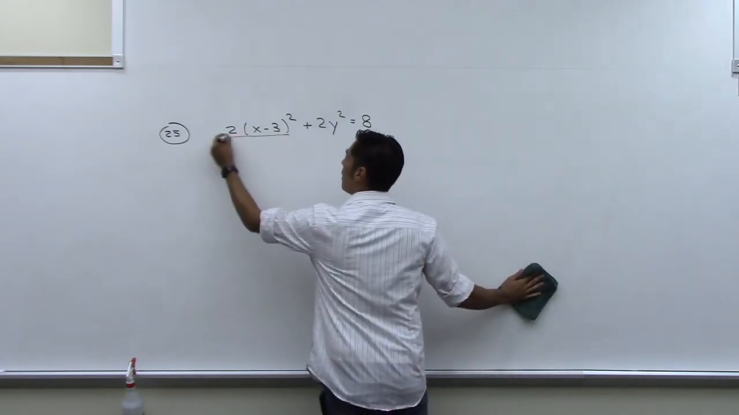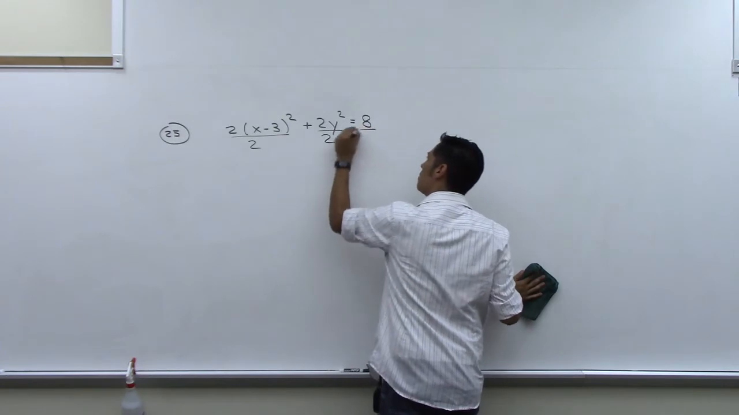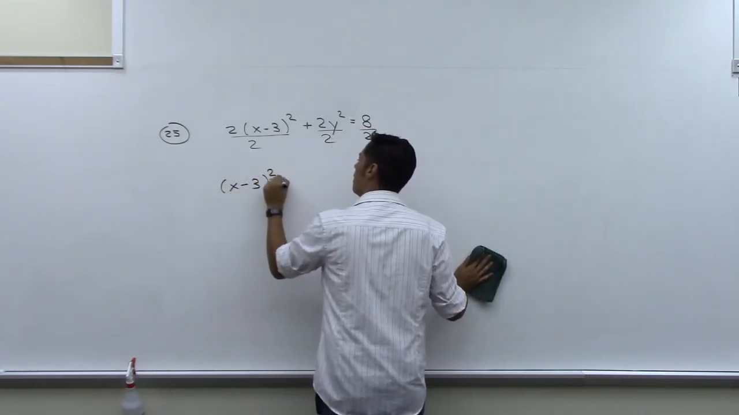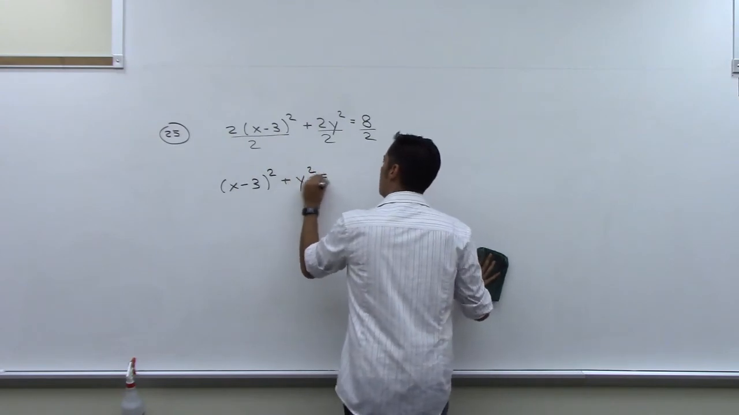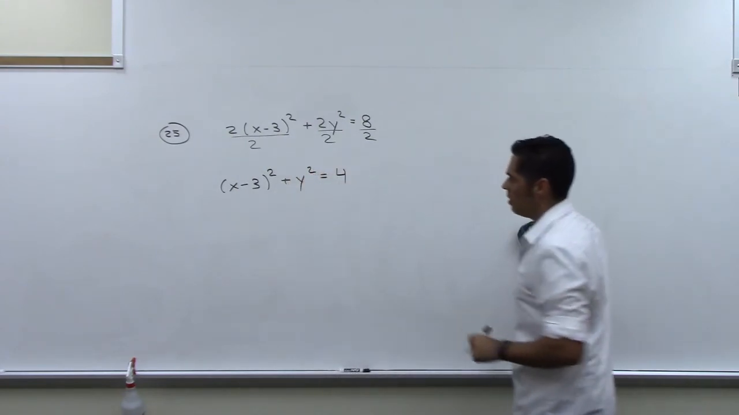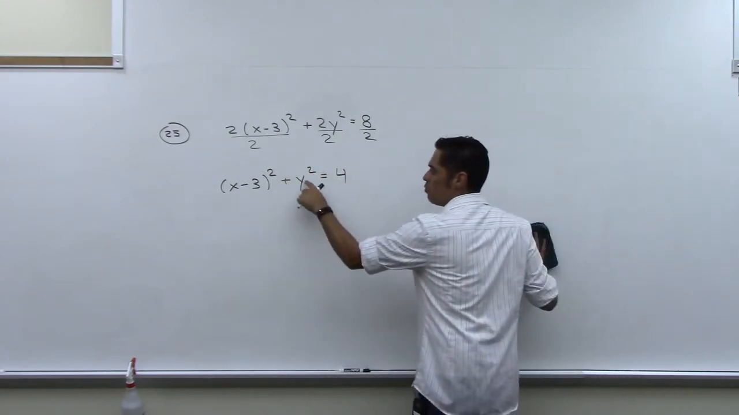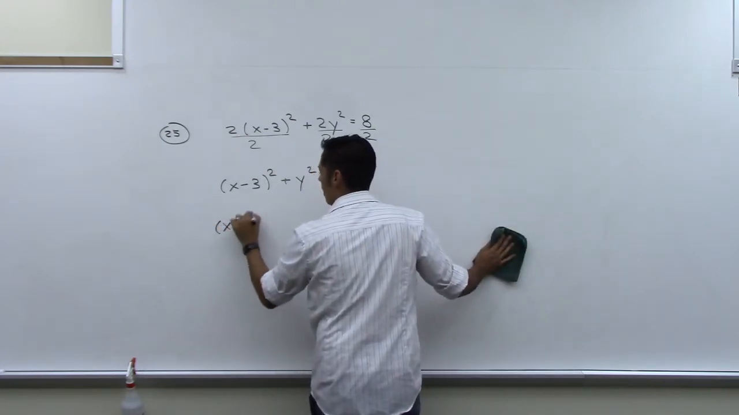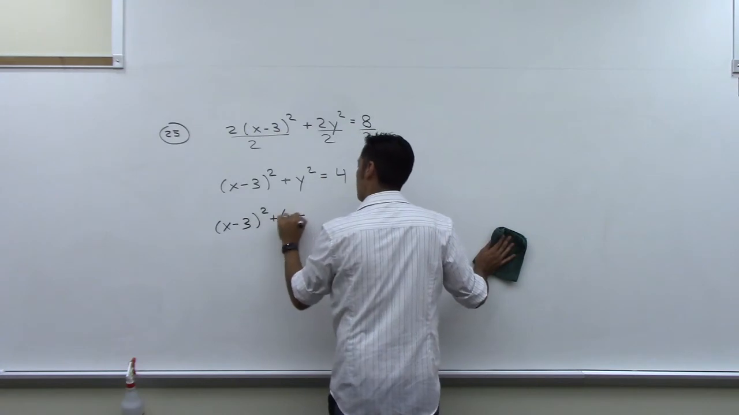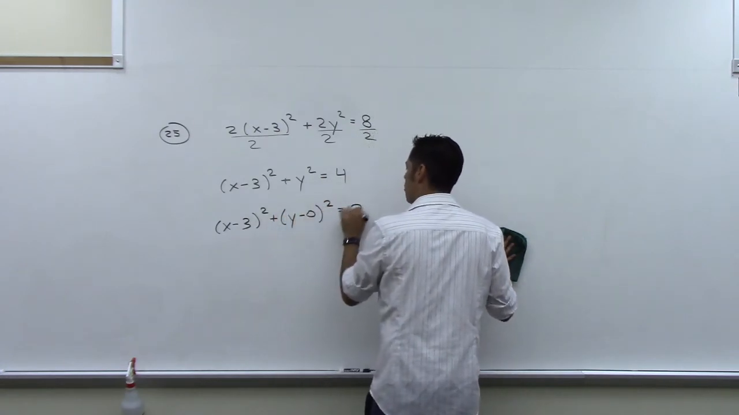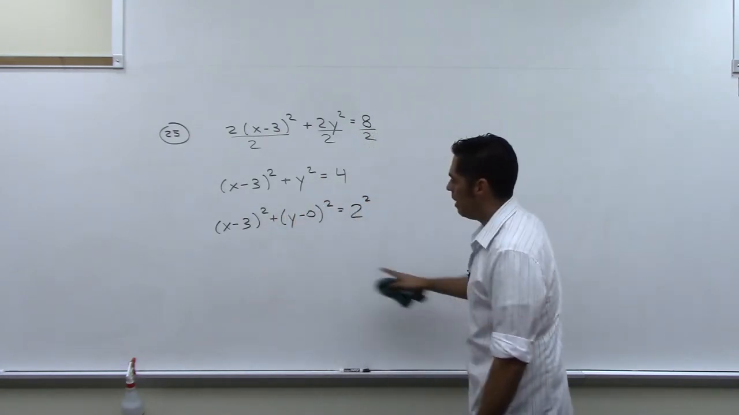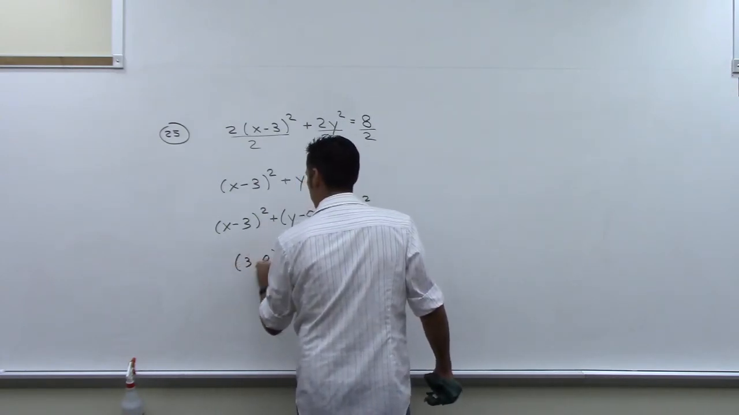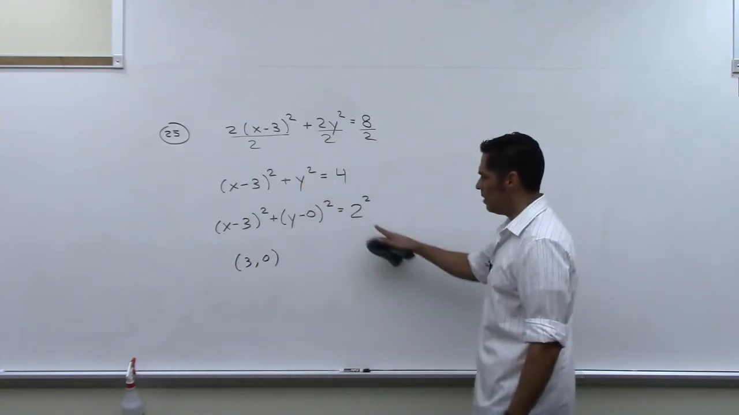So if I divide this by 2, this by 2, this by 2, I'm going to get x minus 3 squared plus y squared equals 4. Now that looks like our standard form. Remember, this is y minus 0 squared. And 4 is 2 squared. So my center is 3, 0, and my radius is 2.